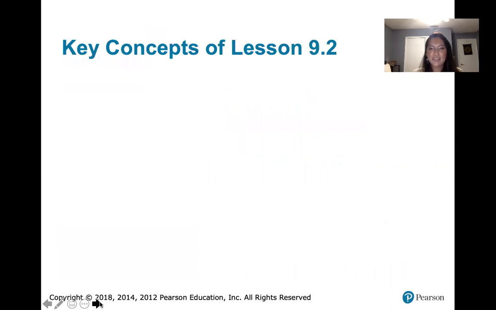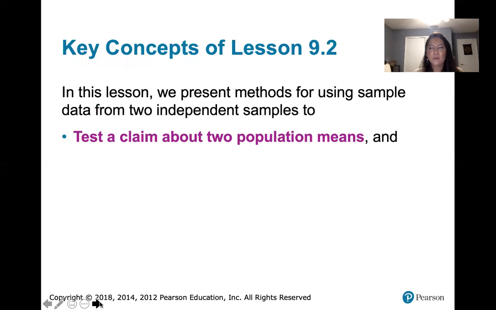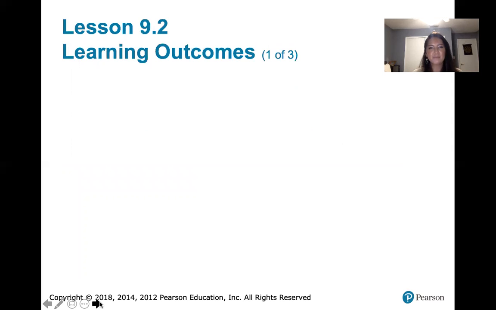Now, we've got a couple of key concepts associated with lesson 9.2. Basically, we're looking at sample data from two independent samples, and we're going to want to do two things. First, we're going to want to test a claim about two population means. We'll do this using the p-value method, the critical value method, and the confidence interval method. And then we'll also want to construct a confidence interval estimate of the difference between two population means.